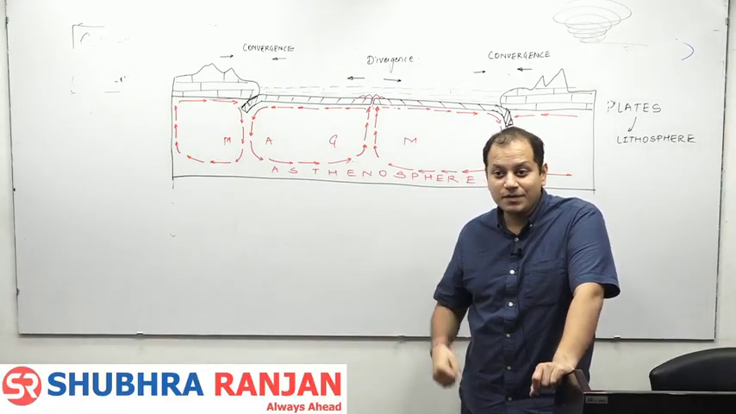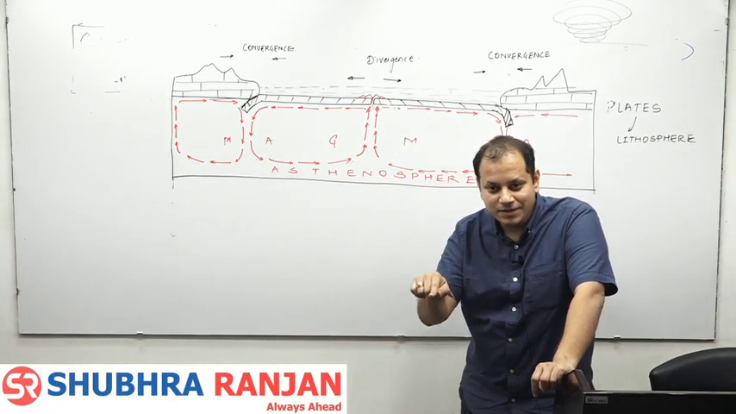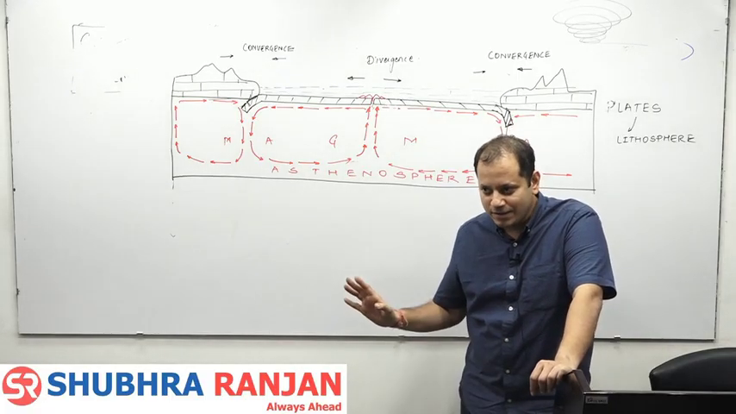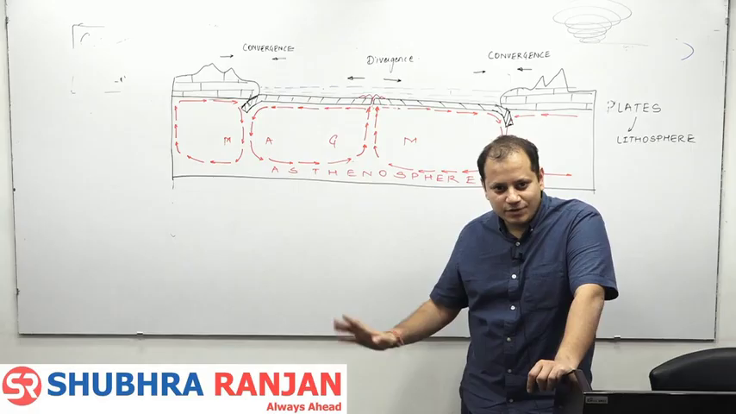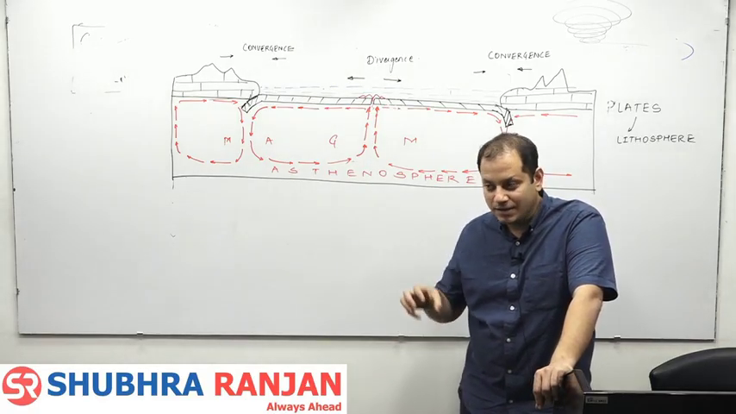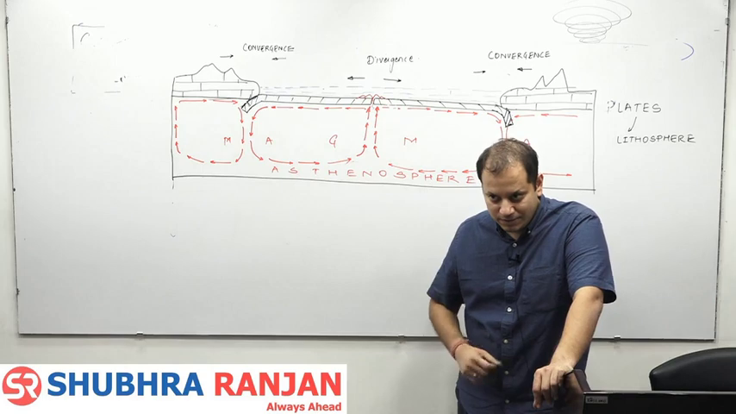What is the importance of the convectional current theory? It gave the force that is responsible for the drifting of the continents. It is not the tidal force, it is not the gravitational force, it is the convectional currents that are generated in the heated interior of the earth.